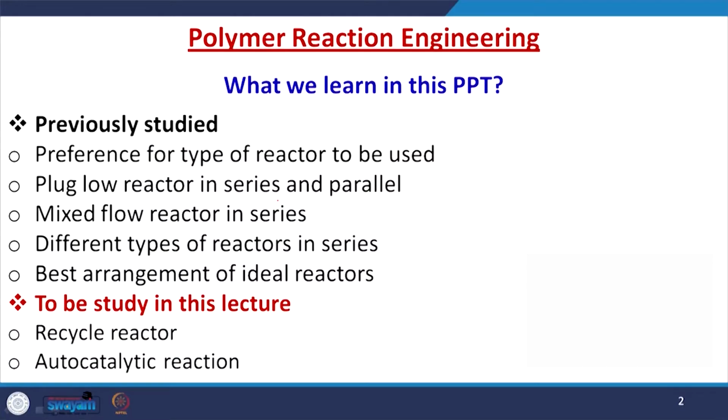Previously, we discussed the preference for various kinds of reactors which are in practice. Then we discussed the plug flow reactor in series and in parallel. Then we discussed the mixed flow reactor in series. We discussed different types of reactors in series, and the best arrangement to be suited for any kind of ideal reactor system. Now, in this particular lecture, we are going to discuss the recycle reactor and autocatalytic reaction system.